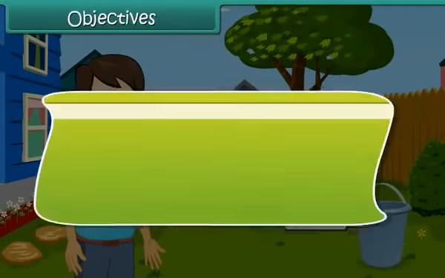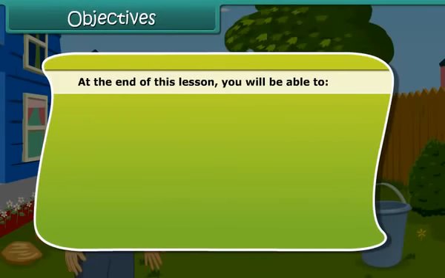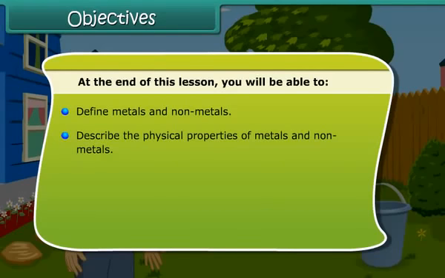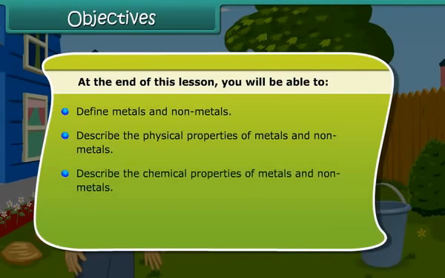Objectives. Friends, at the end of this lesson, you'll be able to define metals and non-metals. You will also be able to understand the physical properties of metals and non-metals. Besides it, you will be able to describe chemical properties of metals and non-metals.